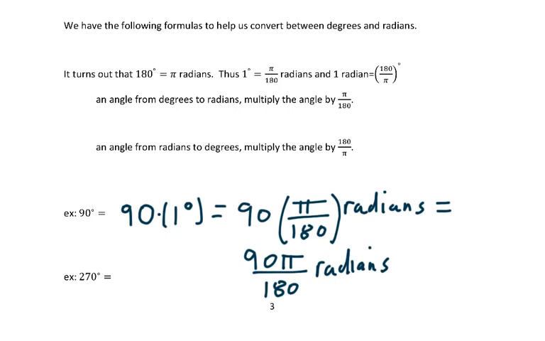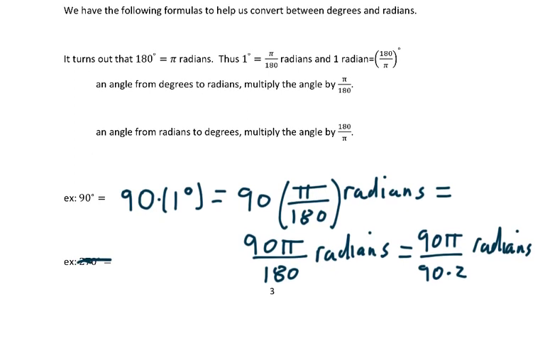So we have 90 times pi over 180 radians. But 180 is 90 times 2. So this is the same thing as 90 pi over 90 times 2 radians. And these cancel. We get pi over 2 radians. Okay. I just wrote out the word radians, I guess, just because we're seeing this for the first time. But from now on, I'm not going to write out the word radians if the angle's in radians.